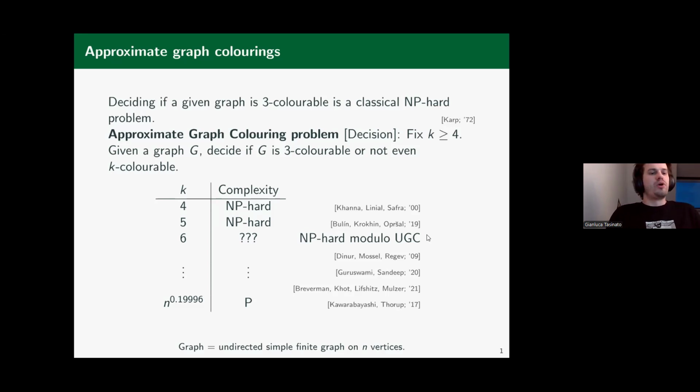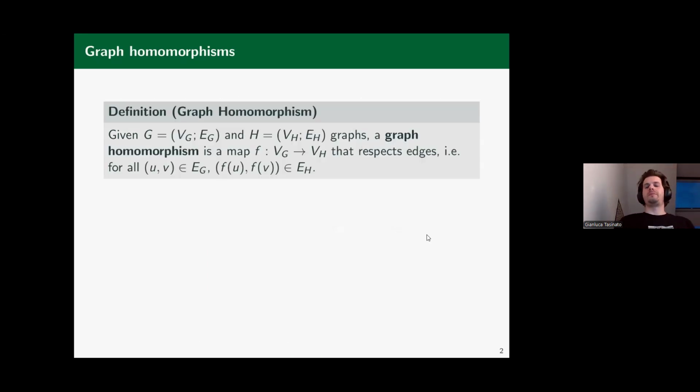Okay. More generally, this can be thought of as a graph homomorphism problem. So what is a graph homomorphism? Well, given a graph G and a graph H, a graph homomorphism is a map between the vertices such that any edge is mapped to an edge. So any two vertices that form an edge in G form an edge also in their image in H.